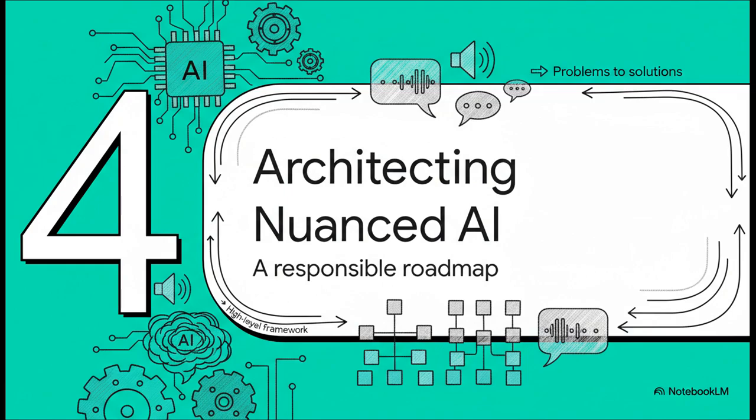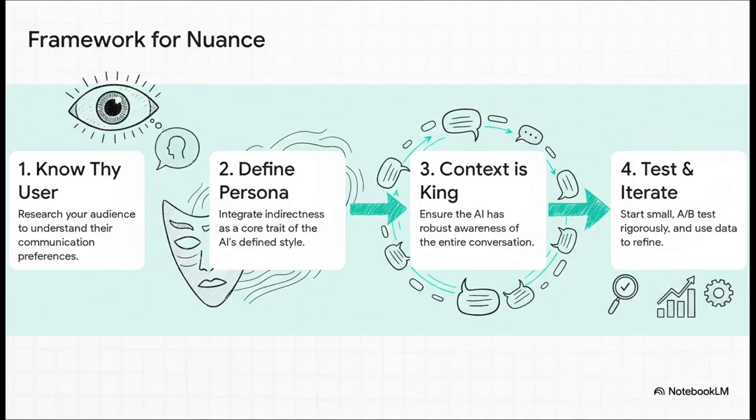Okay, so we've seen the amazing promise and the terrifying perils. Let's switch gears from the problems to the solutions. Look, building an AI with an effective indirect tone isn't magic. It's a very, very specific kind of engineering. So here's a high-level framework for how you can even begin to approach it. This framework breaks it all down into 4 key steps.